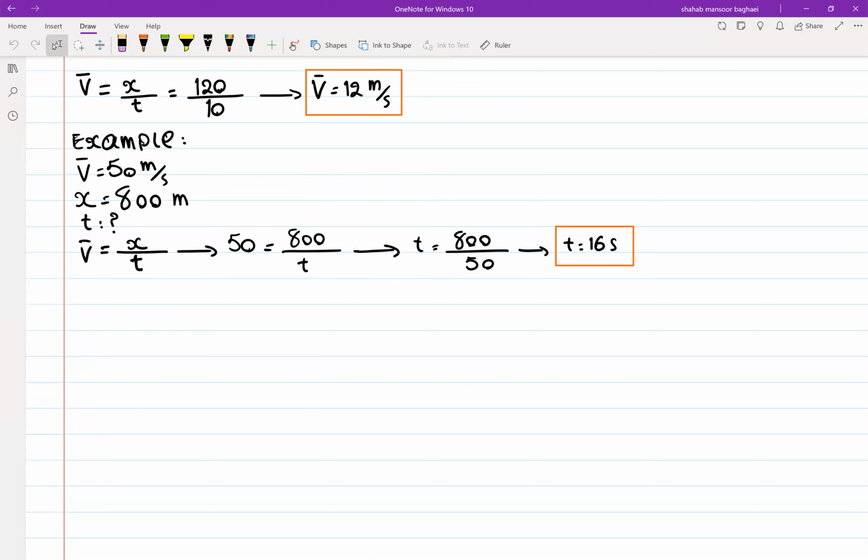In other words, with this average velocity of 50 meters per second, the total displacement, which is 800 meters, can be traveled in 16 seconds. So total displacement and total time.